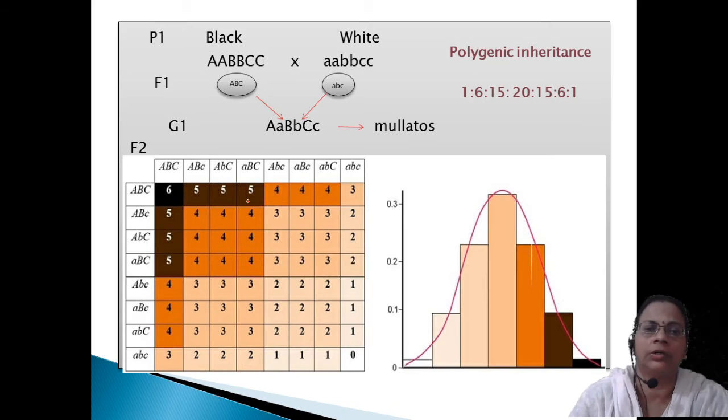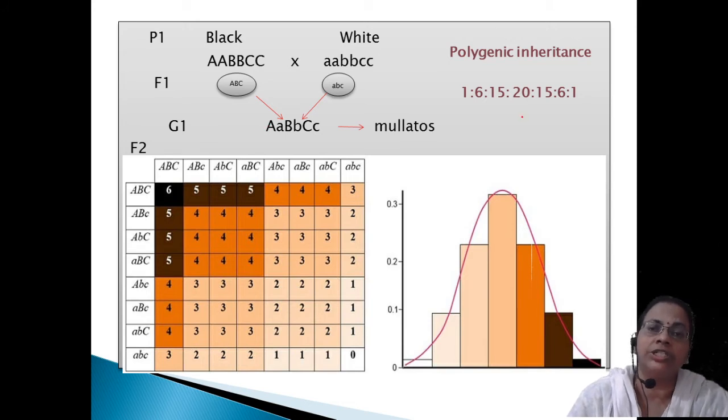This type of inheritance pattern is called polygenic inheritance. Why is it called polygenic? One character, that is skin color, is controlled by more than one pair of genes, that is A, B and C. And the gametic combination is 2 to the power of 3, that is 8. It is also called multiple factor inheritance, because normally only 2 factors are involved, but here 6 factors are controlling.